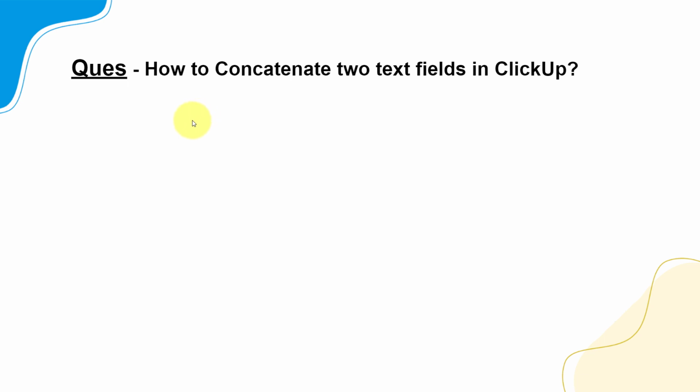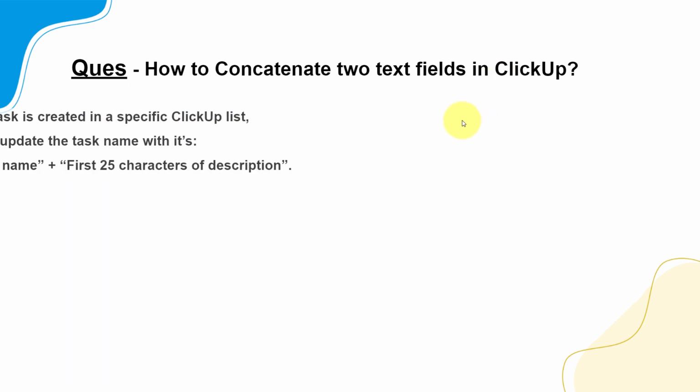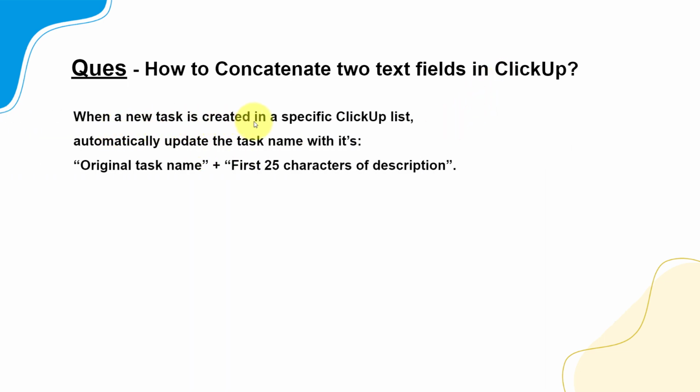A user has recently posted this question on the Pabbly Connect forum: how to concatenate two text fields in ClickUp. So what exactly is he looking for? When a new task is created in a specific ClickUp list, automatically update the task name with its original task name and the first 25 characters of the description.